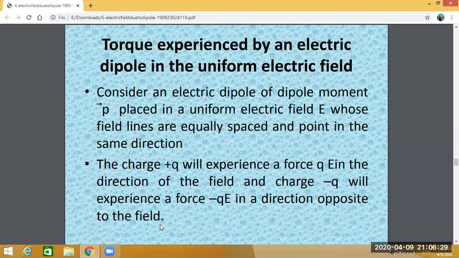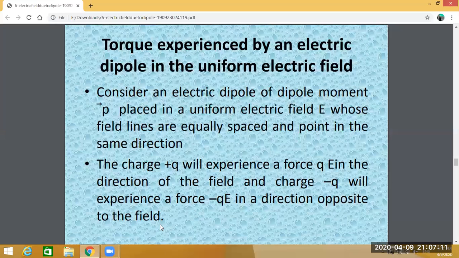So, in brief, try to understand. When an electric dipole is placed in an external electric field, then positive charge on the dipole will experience a force in the direction of the electric field. On the other hand, negative charge will experience an electrical force in the direction opposite to the electric field, because we know that electric force is equal to Q into E. So if Q is plus, electric force will be in the direction of the electric field, and if Q is minus, electric force will be in the direction opposite to the electric field.